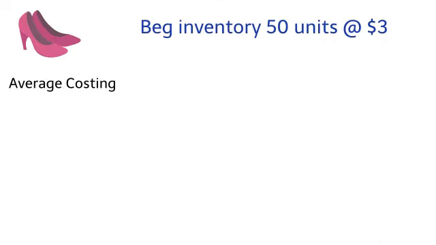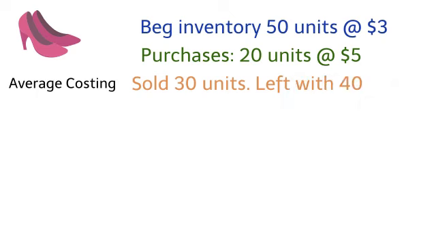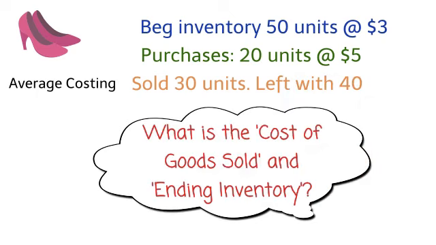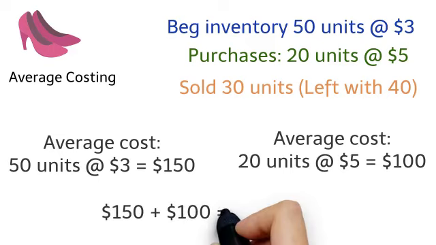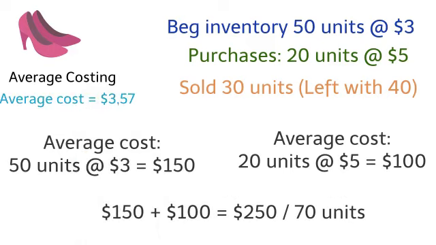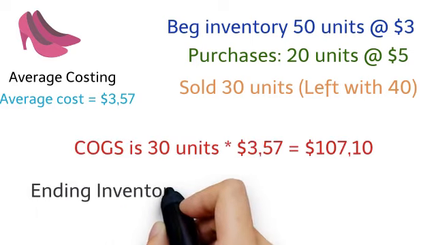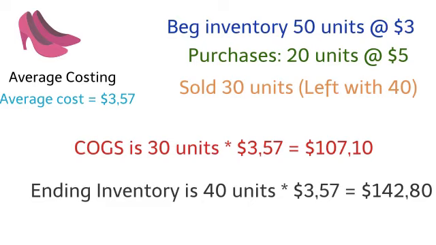So let's solve the same problem using average costing. What is your COGS and what is your ending inventory? Remember to calculate the average cost of the shoes first. To work out the average cost, we take 50 units as $3, giving us $150. 20 units at $5 is $100. Add them together, you get $250. Divide them by 70 total units, and our average cost is then $3.57. So COGS are your 30 units sold multiplied by average cost of $3.57, giving you a total of $107.10. Your ending inventory comes in at 40 units by $3.57, totaling $142.80.